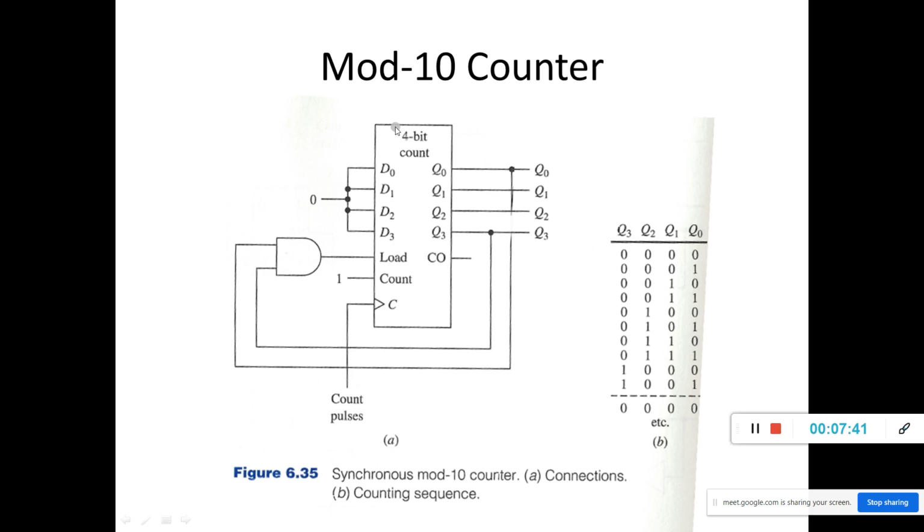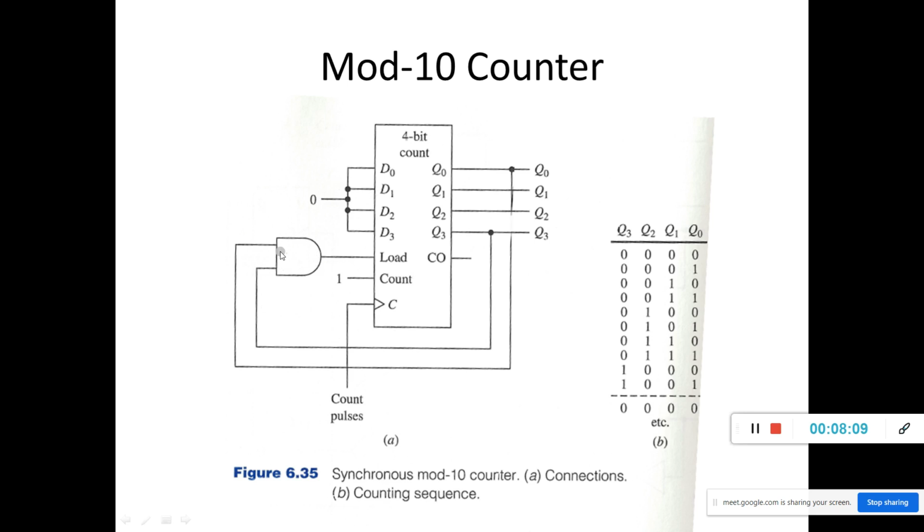These are the connections modified for this counter to count up to mod 10, that is, it counts from 0000 to 1001. The first one is the connections, the second one is the counting sequence. Counting sequence is 0000, 0001, up till 1001. Once it reaches 1001, it will roll back to 0000.